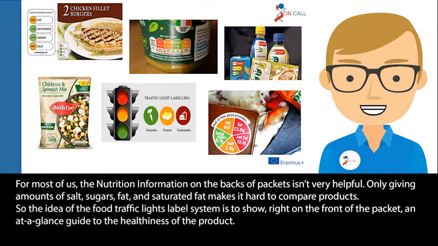Only giving amounts of salt, sugars, fat and saturated fat makes it hard to compare products. So the idea of the Food Traffic Lights label system is to show, right on the front of the packet, an at-a-glance guide to the healthiness of the product.